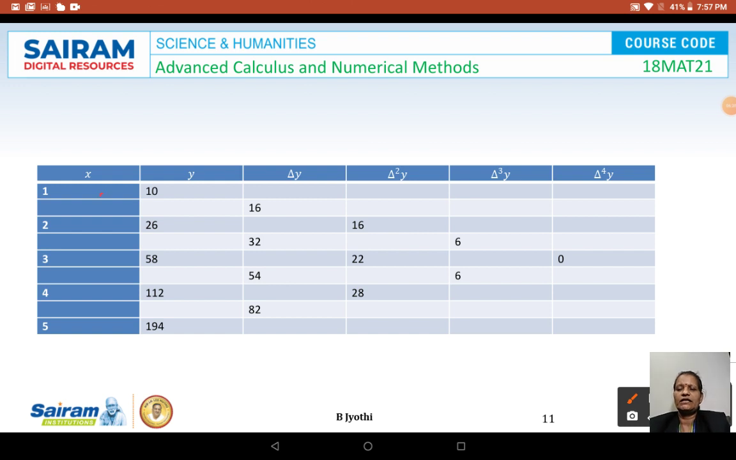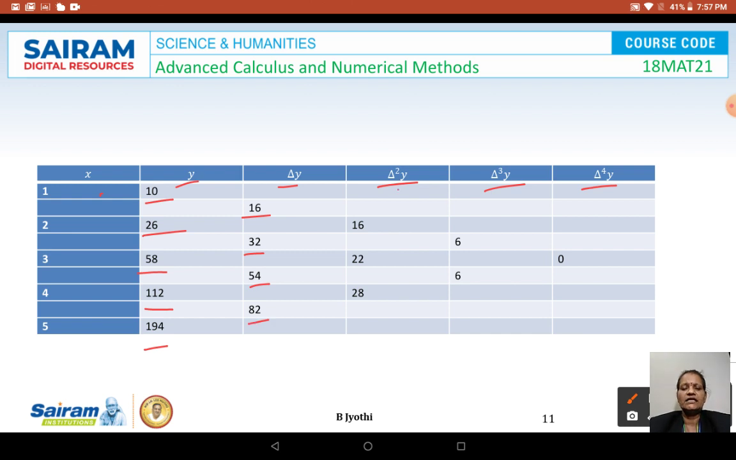Let us tabulate the x values, y values, del y, del square y, del cube y and del power 4 y. So here x values are 1, 2, 3, 4, 5 and y values are 10, 26, 58, 112 and 194, and delta y is nothing but the difference: 26 minus 10, that is 16, and 58 minus 26, that is 32, 112 minus 58, that is 54, 194 minus 112, that is 82.